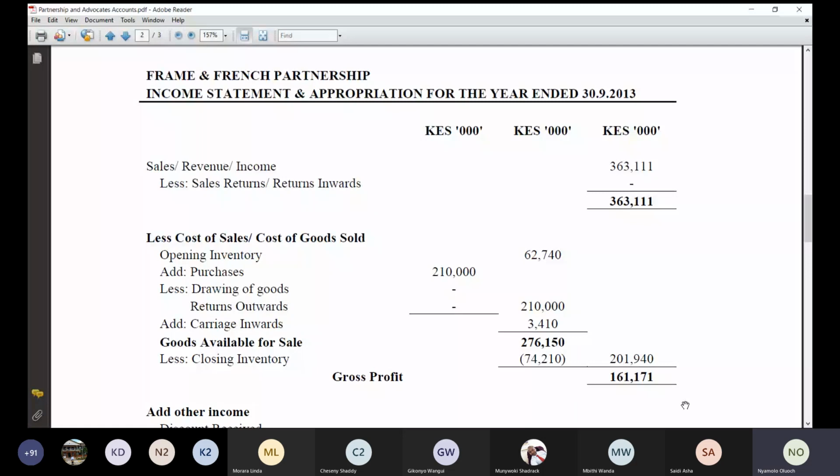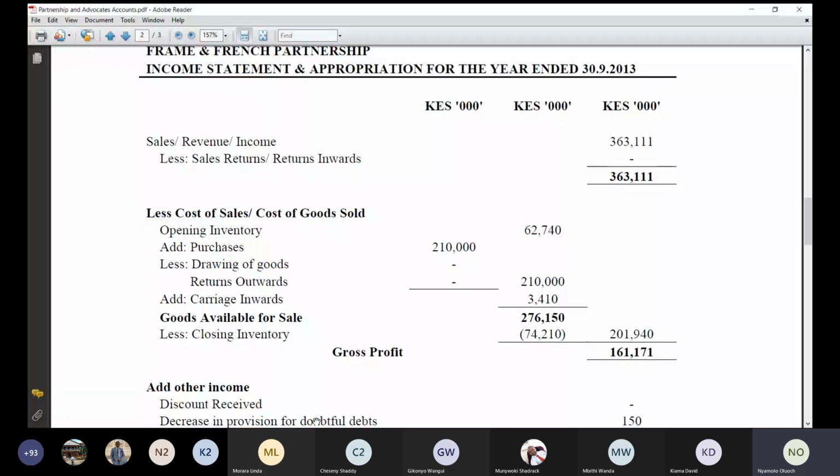And so we have our goods available for sale. From the goods available for sale, we less the closing inventory, which you are normally given at the point of additional notes. That closing inventory is 74,210,000, giving us 201 as our cost of goods sold or cost of sales.